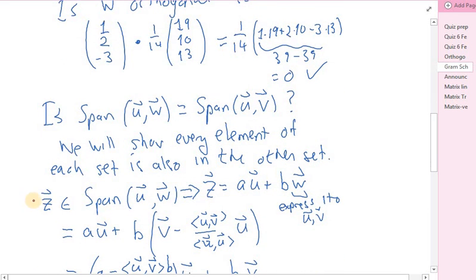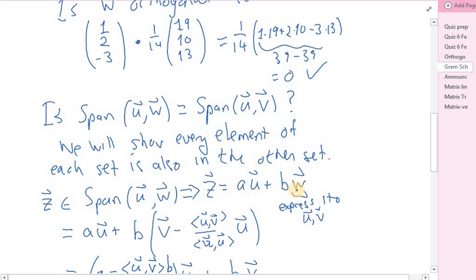So let's take some arbitrary vector z that's in the span of u and w. What does it mean that z is in the span of u and w? It means that z is a linear combination of u and w. So z equals au plus bw.